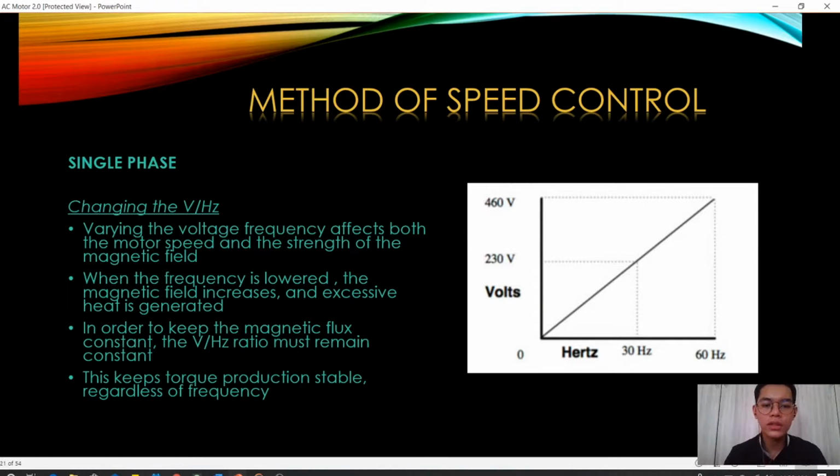Varying the voltage frequency affects both the motor speed and the strength of the magnetic field. Meaning, if the frequency is lowered, the magnetic field increases and excessive heat is generated. But if the frequency is increased, the magnetic field decreases and less heat is generated. In order to keep the magnetic flux constant, the voltage Hertz ratio must remain constant. This keeps torque production stable regardless of frequency.